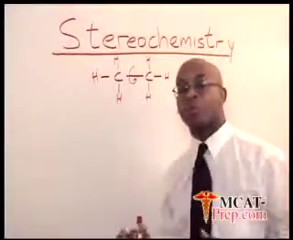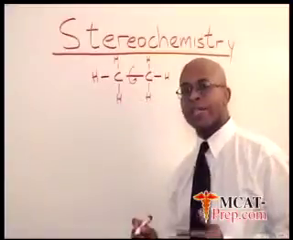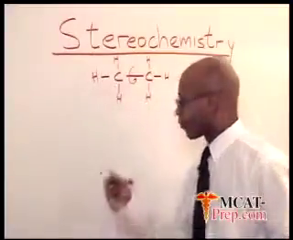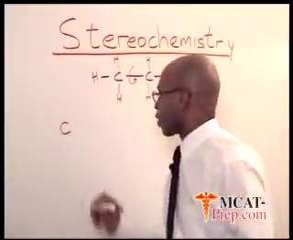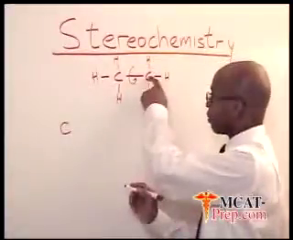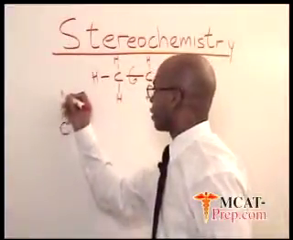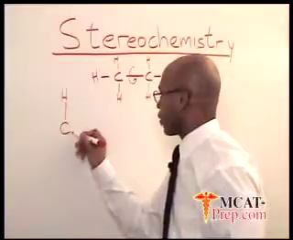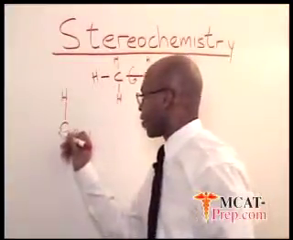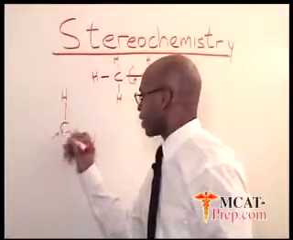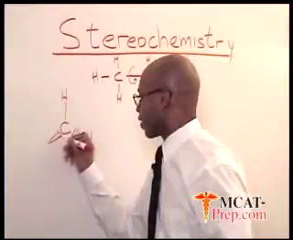Now there's many ways to represent this free rotation. One is called a Sawhorse projection. In a Sawhorse projection, we have, say, our carbon here, and this carbon would be this one. I'll be representing over here. We'll have hydrogen up here. We'll have another hydrogen that looks like that. Another hydrogen coming out sort of in a triangle shape like this.